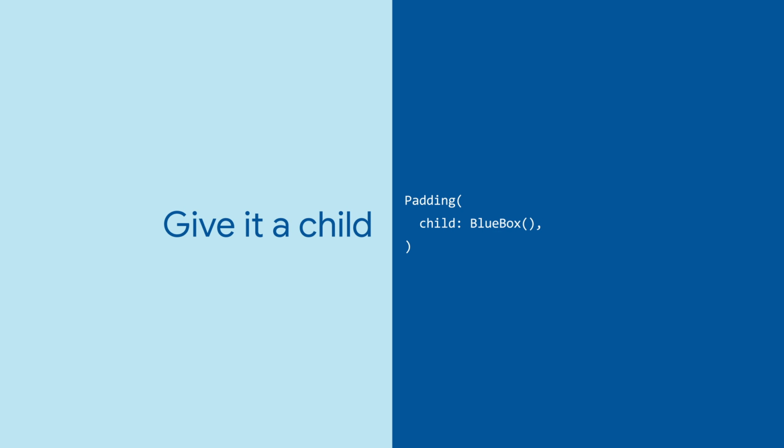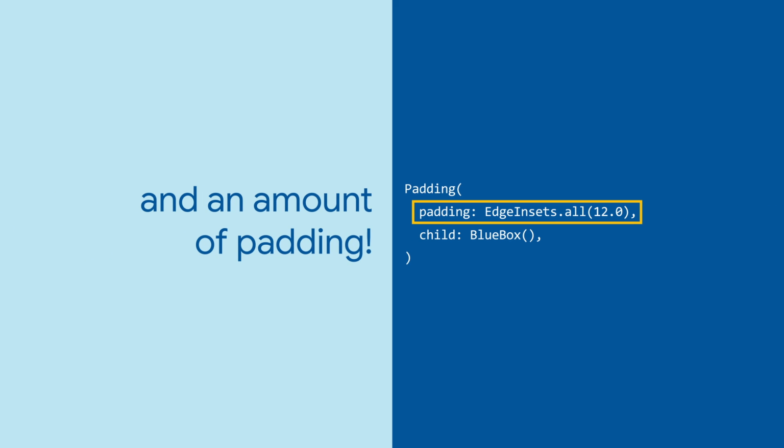Padding adds space around any and all sides of its children. Just take the widget you want to put space around and put it as the child of padding. Then, tell it how much space to give with the padding property. Passing in EdgeInsets.all, for example, will put the same amount of padding around all sides of the child widget.